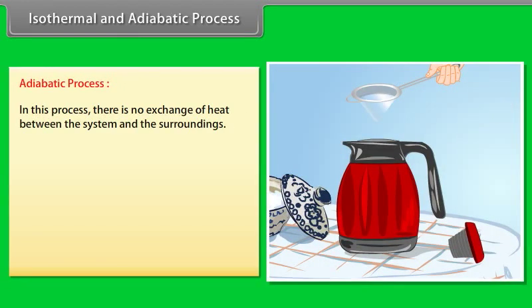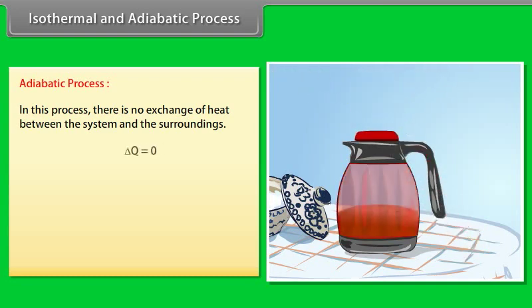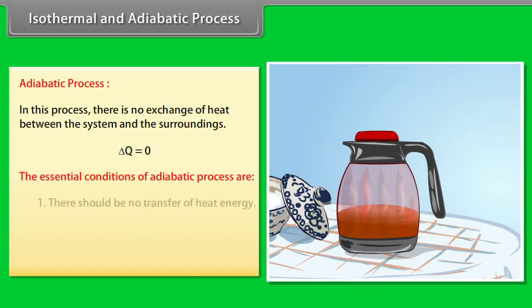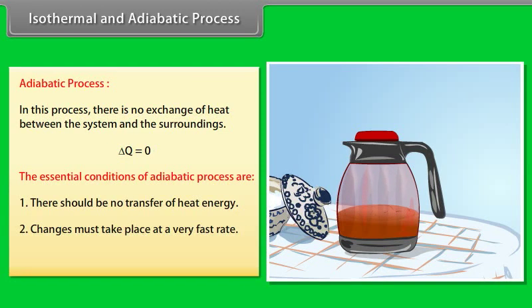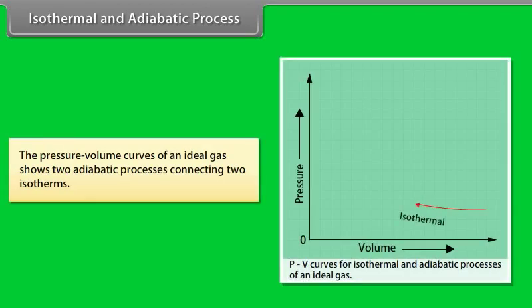Adiabatic process. In this process, there is no exchange of heat between the system and the surroundings. Delta Q is equal to 0. The essential conditions of adiabatic process are: there should be no transfer of heat energy. Changes must take place at very fast rate. Specific heat is 0. The pressure volume curves of an ideal gas show two adiabatic processes connecting two isotherms.